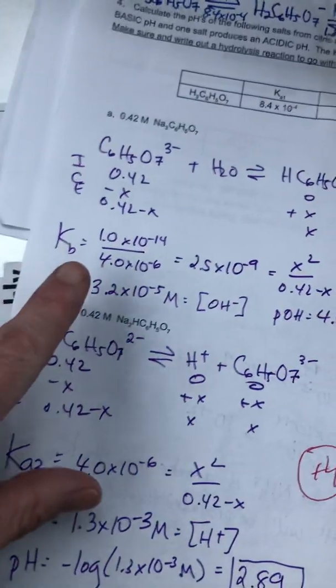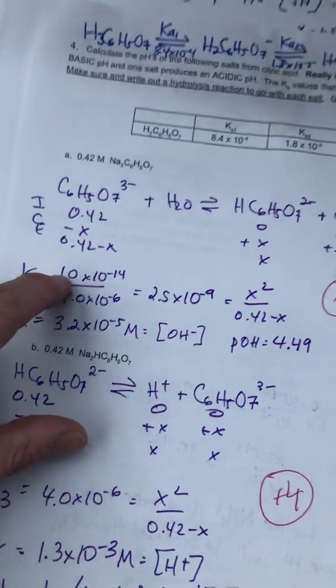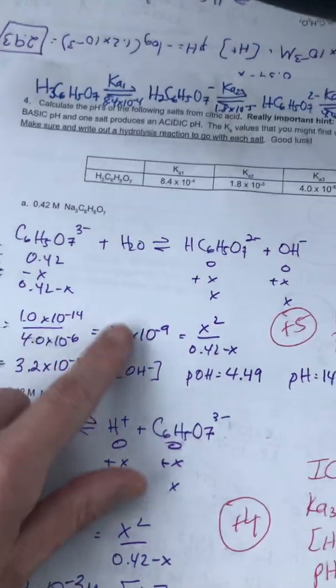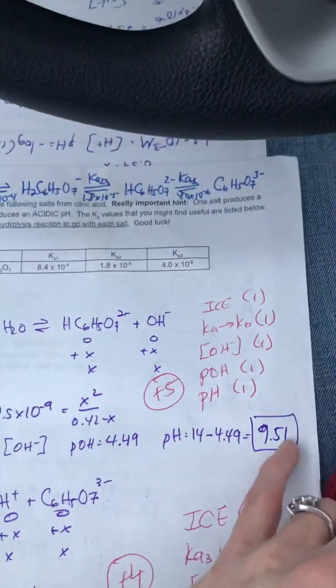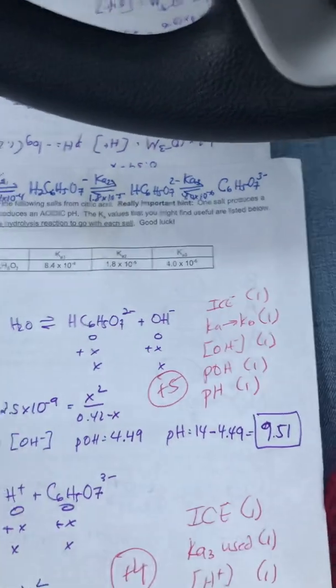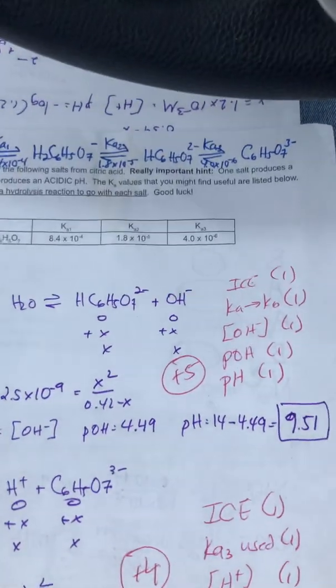So I come down here, and here's Kb, 1.0 times 10 to the negative 14th over Ka3, okay? And that gives me my Kb value, and then again, you can solve for the OH-, and then you got yourself a basic pH, around 9.51, a little different if you had the other form.